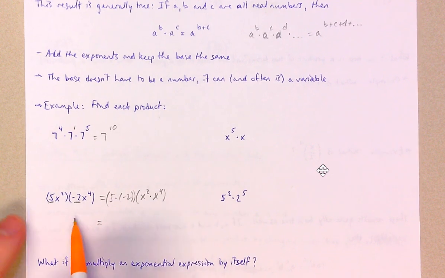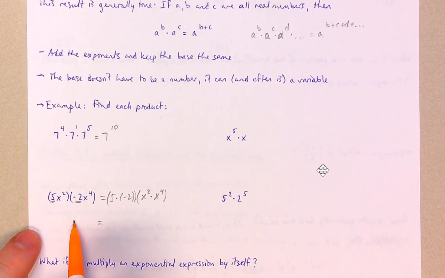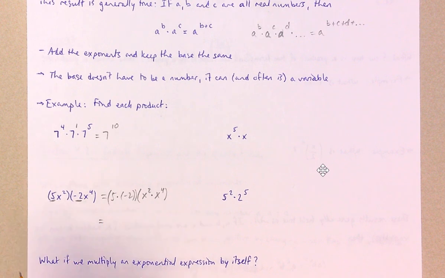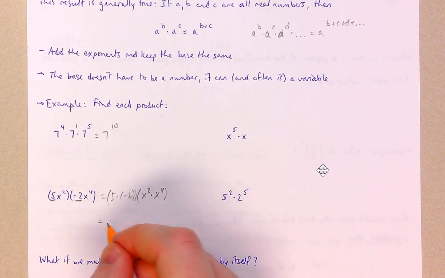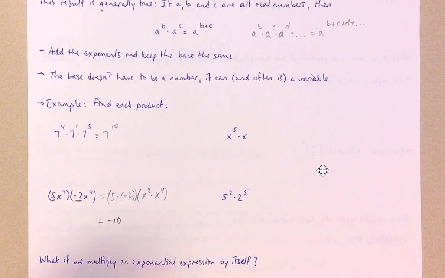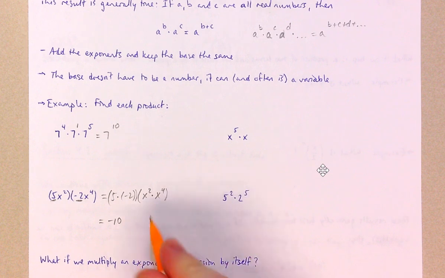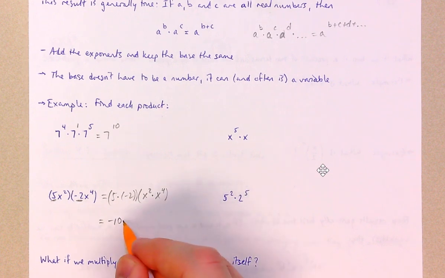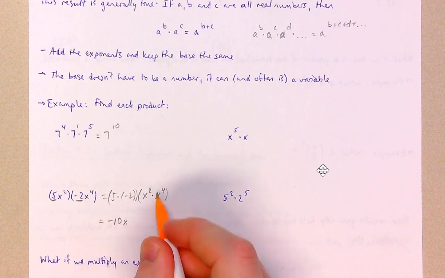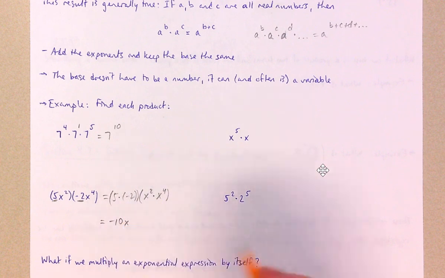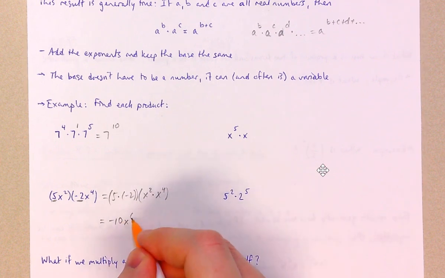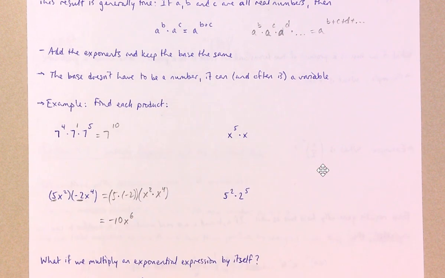So multiply the coefficients, multiply the exponential expressions. So 5 times negative 2 is going to be negative 10. And then x squared times x to the 4th. Again, the bases are the same. So we're going to keep the same base, and then our new exponent is going to be the sum of these two. So 2 plus 4 is 6.